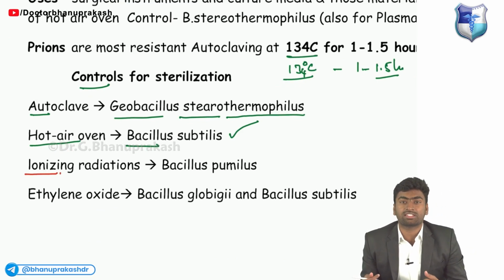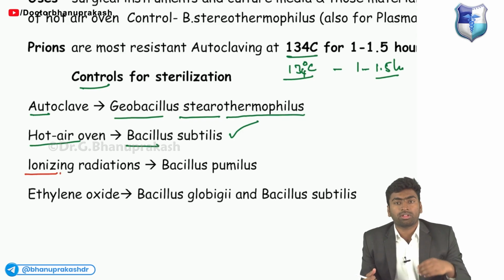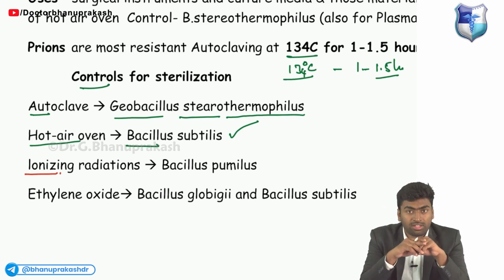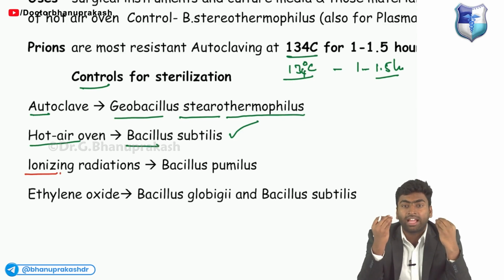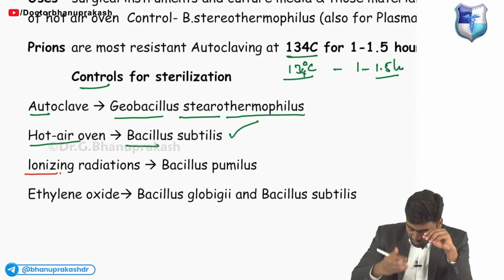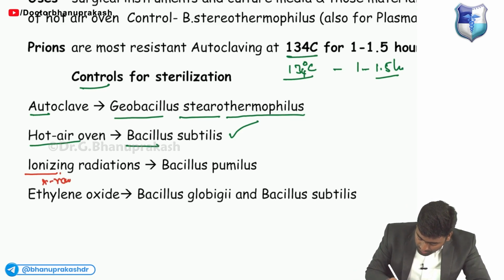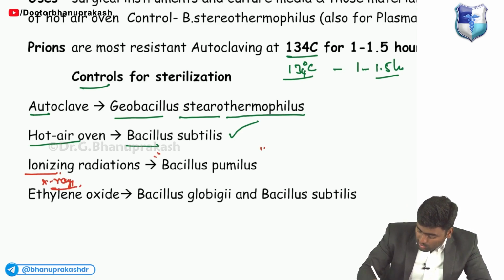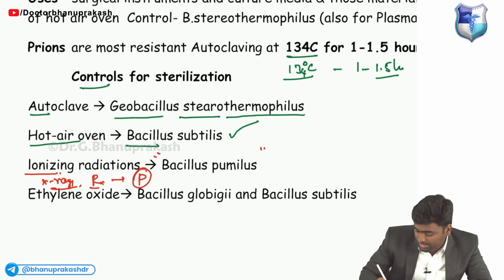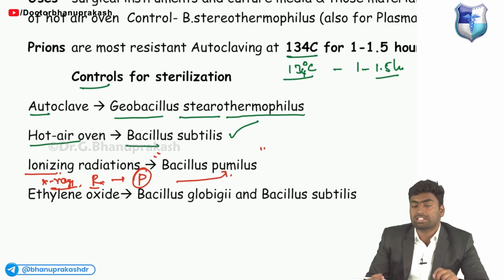single-use syringe, okay, you cannot put them into very high heat, right? They are made up of plastics, they will become weak. So in such conditions we'll use ionizing radiation like X-rays and gamma rays. In such cases we'll use a control for radiation. Remember, it is radiation, so make this R, and it is the P, so it is Bacillus pumilus.